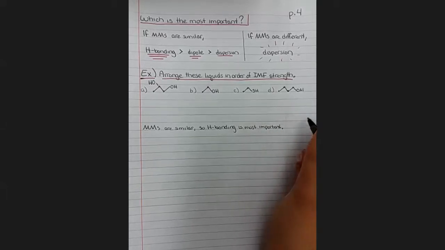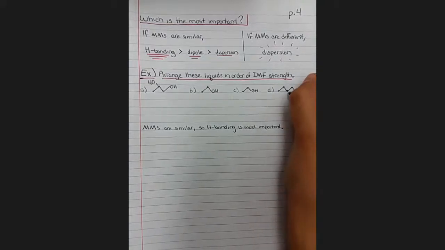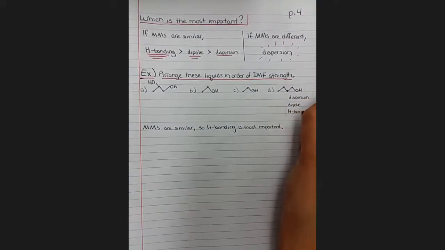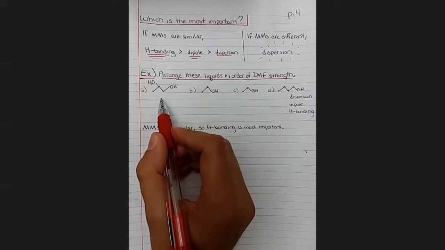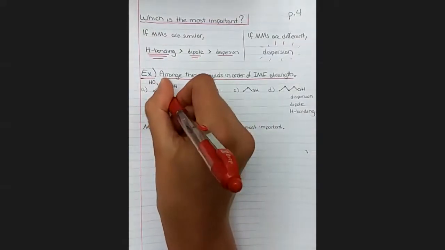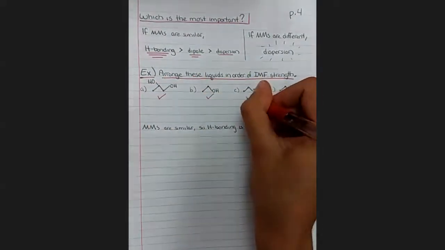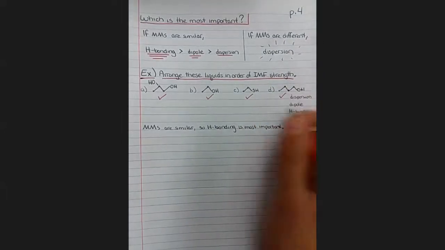So we should have a look at the three types of intermolecular forces and figure out if those forces are present in each of these. So we'll make a little table here: dispersion, dipole, and hydrogen bonding. Now let's check off if those forces are present in each of them. So we'll start here with molecule A on the left. Everything has dispersion forces. So we'll just go ahead and check that off for everybody.